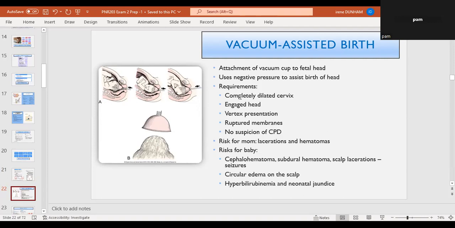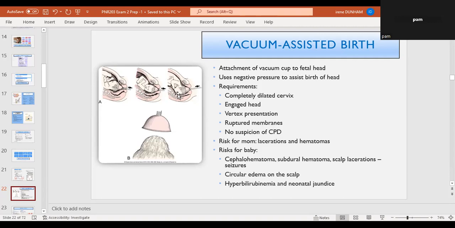What are the requirements? Well, first of all, she's completely dilated, because we never push before 10 centimeters. The head is well engaged. And of course, she's in a vertex. You don't put a vacuum extractor on a breech. Never, ever, ever. And then she has ruptured membranes, of course. And you have no suspicion of cephalopelvic disproportion, or CPD, because you're not going to get this baby out if you have CPD. That means that the baby's head is in disproportion to mom's pelvis. So you're not going to be able to pull that baby out.